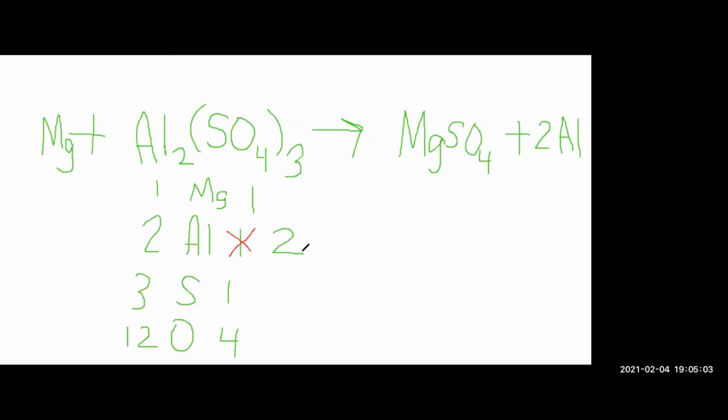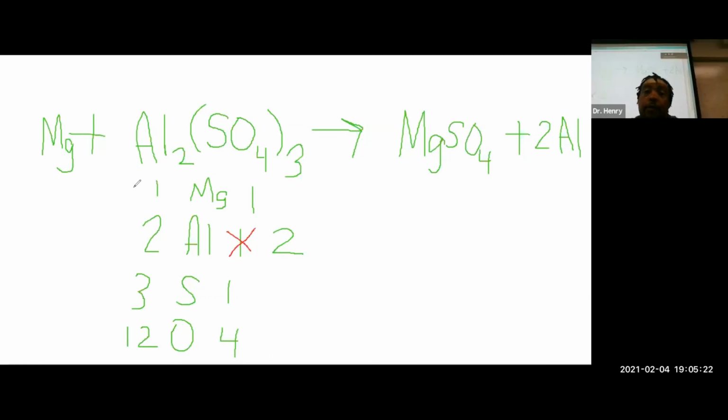I have a question, Dr. Henry. On the aluminum, the Al2 on the left still means 2, but on the right side you didn't make it a subscript. You made it just be 2 of them. What's the difference? Because aluminum in its natural state is not diatomic.